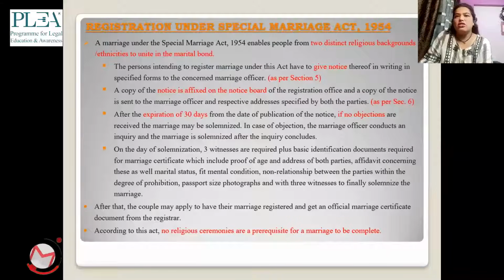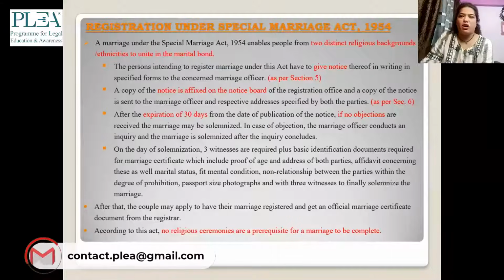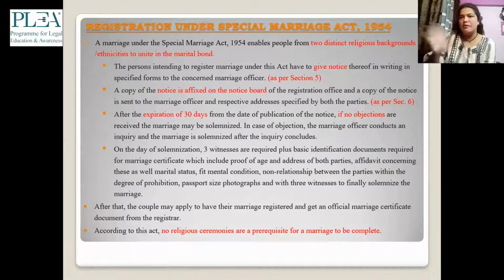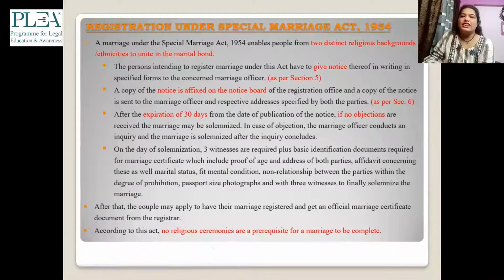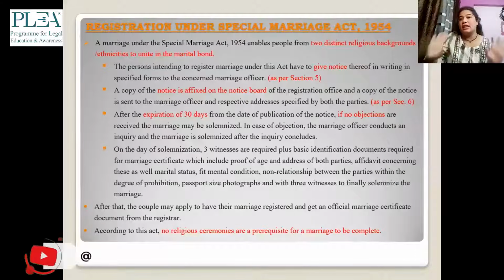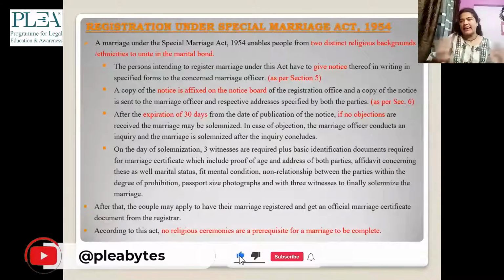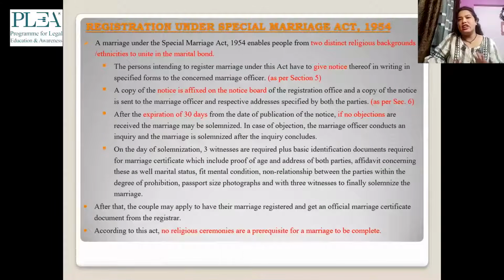Thereafter, 30 days' time is given to see if any objections are coming, like from either of the parties' families or anybody else from the society. This is basically to ensure that this is not a second marriage without divorcing the first wife or husband by either of the parties. So basically to ensure that both parties have no first marriage pending as per the law.